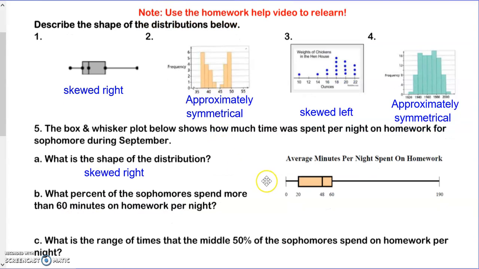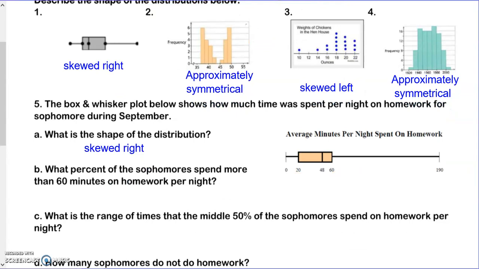What is the percent of the sophomores that spend more than 60 minutes on homework per night? Now, if you think about box plots, I always think about each little section is 25%, which equals 100%. That does not look good. It's not going to be right. So let's move it over, which would equal 100%.